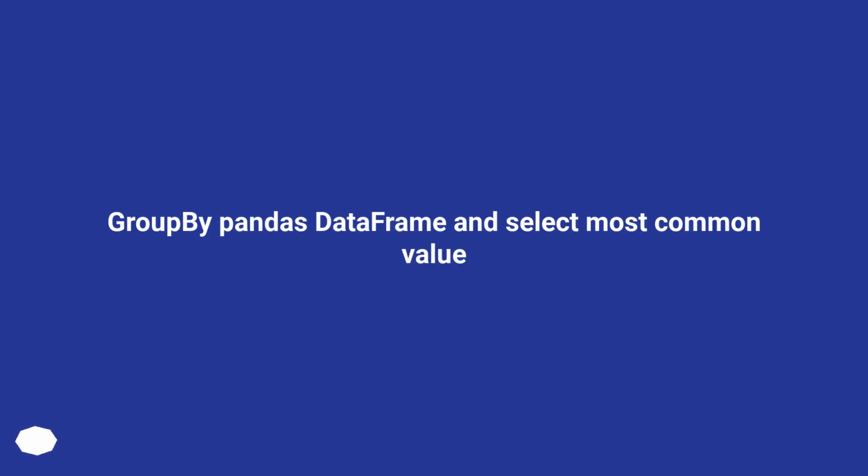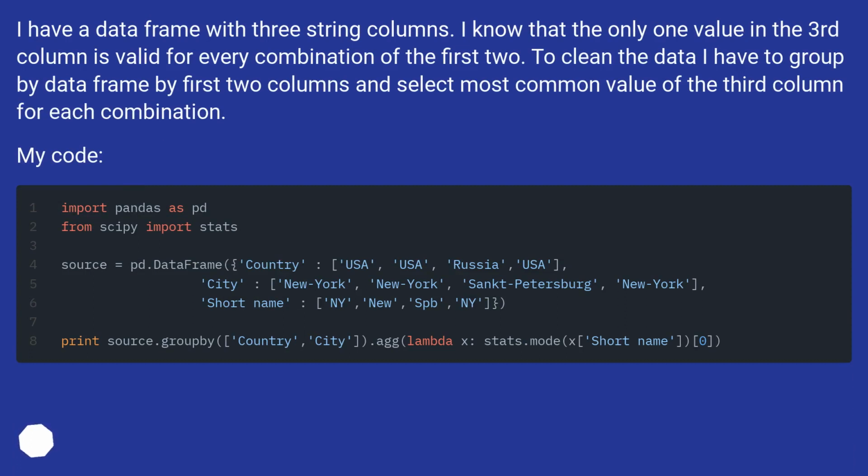GroupBy pandas DataFrame and select most common value. I have a data frame with 3 string columns. I know that only one value in the third column is valid for every combination of the first 2. To clean the data, I have to group the data frame by the first 2 columns and select the most common value of the third column for each combination.